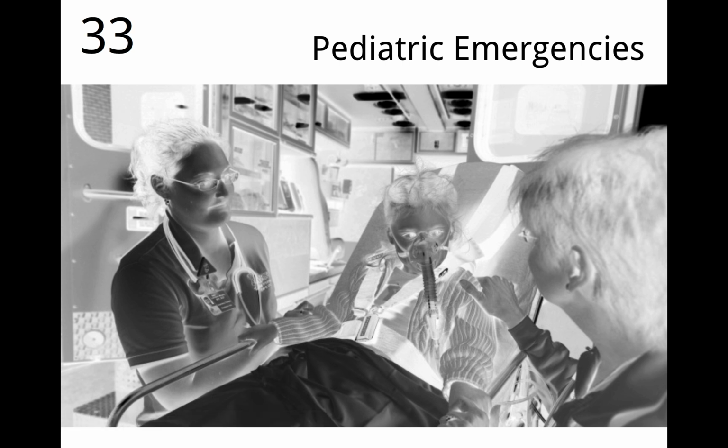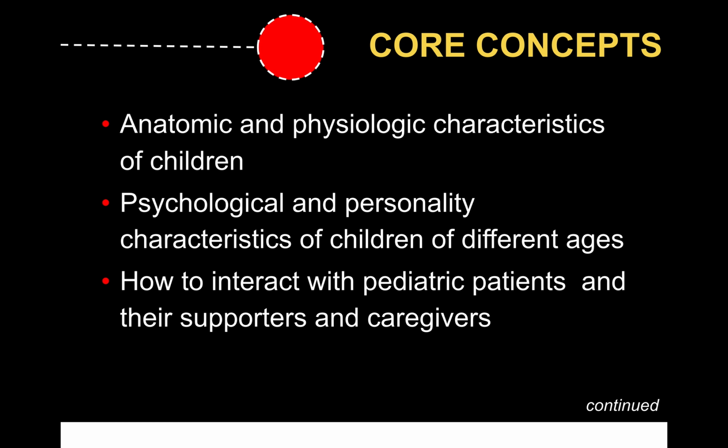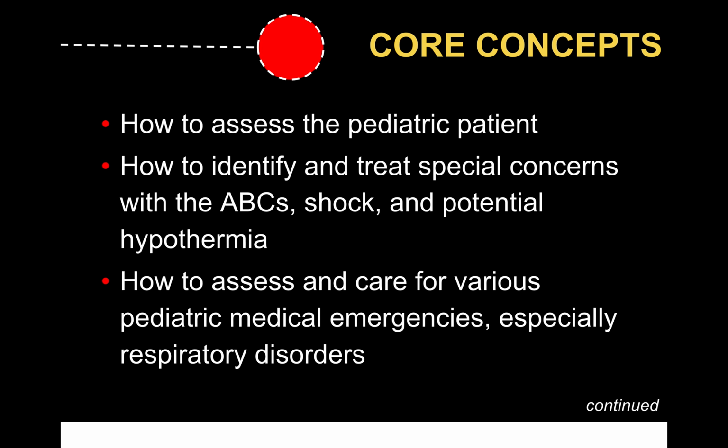Chapter 33, Pediatric Emergencies. So in this chapter we're going to discuss the A&P of children, how it's different from adults. We'll talk about the physiologic and psychologic characteristics of children. We'll talk about how to interact with kids and do their assessment and how to talk to their parents or caregivers. We'll talk about pediatric assessment and how to detect and treat special concerns regarding ABC, shock, etc.